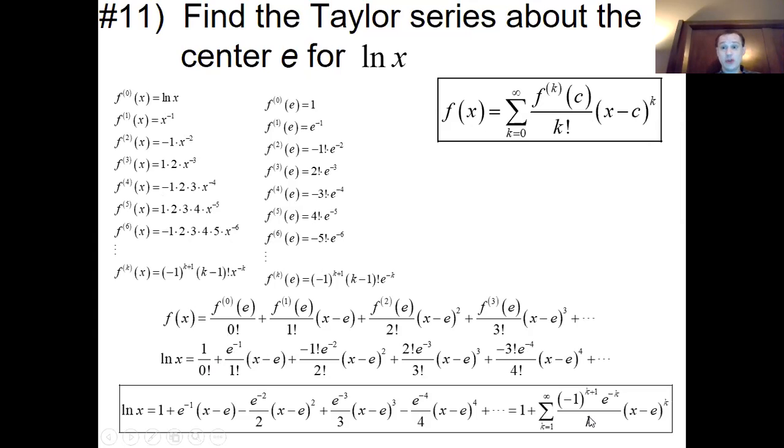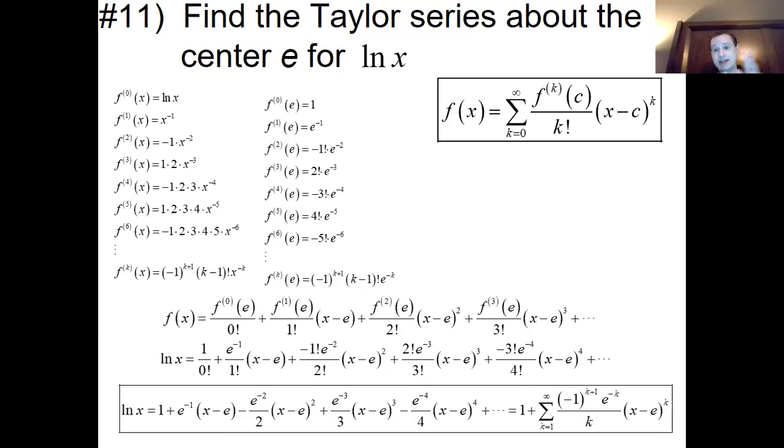This is one I did for you because seeing the factorials in this pattern, and knowing that they cancel out with the other factorial on the bottom for the Taylor series, is probably something you guys get stuck on. So I decided to just do this one for you. But this is your answer for number 11: 1 plus the summation from k equals 1 to infinity of negative 1 to the k plus 1, e to the negative k over k, all times x minus e to the k. So that's how you do Taylor series.